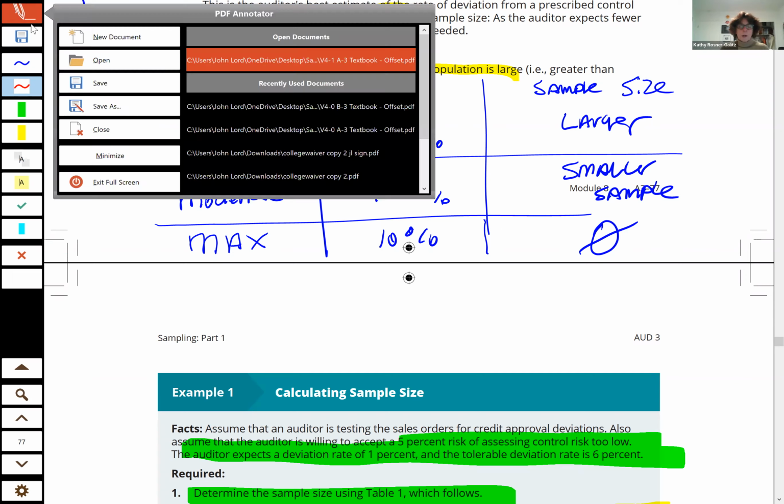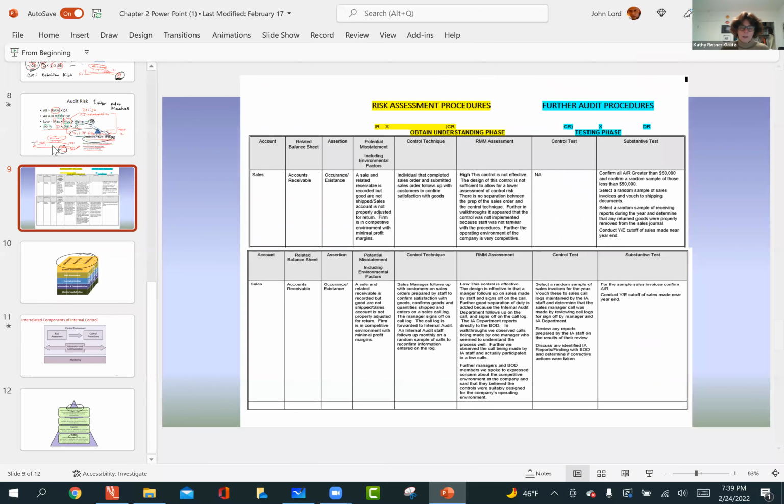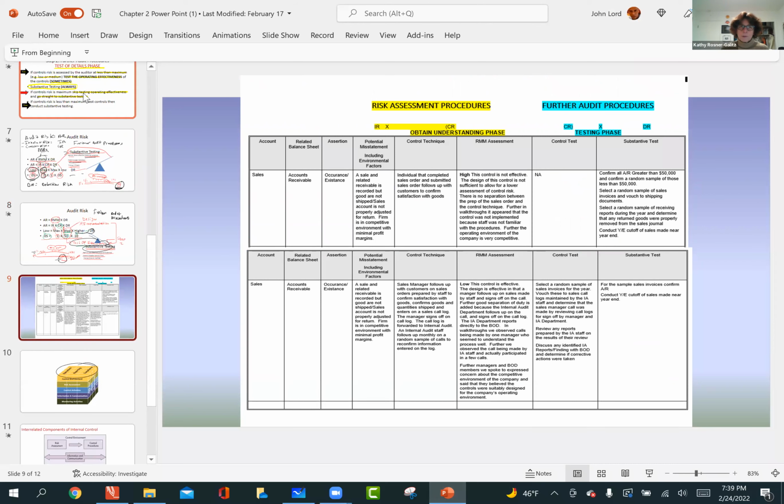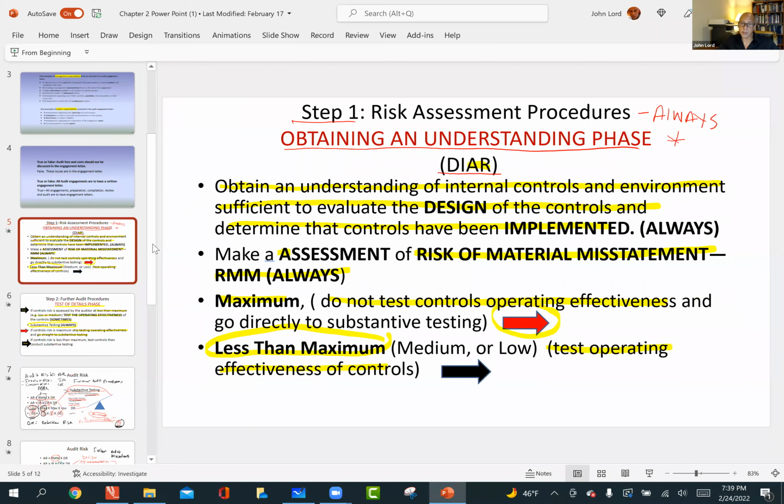I think I try to understand the, get an understanding of the client and do some tests of controls. Well, that's not how I assess control risk, not by testing them. I assess control risk by obtaining an understanding of the controls sufficient to evaluate the design of the controls and determine if they were implemented. And based on that understanding, I make an assessment of control risk.